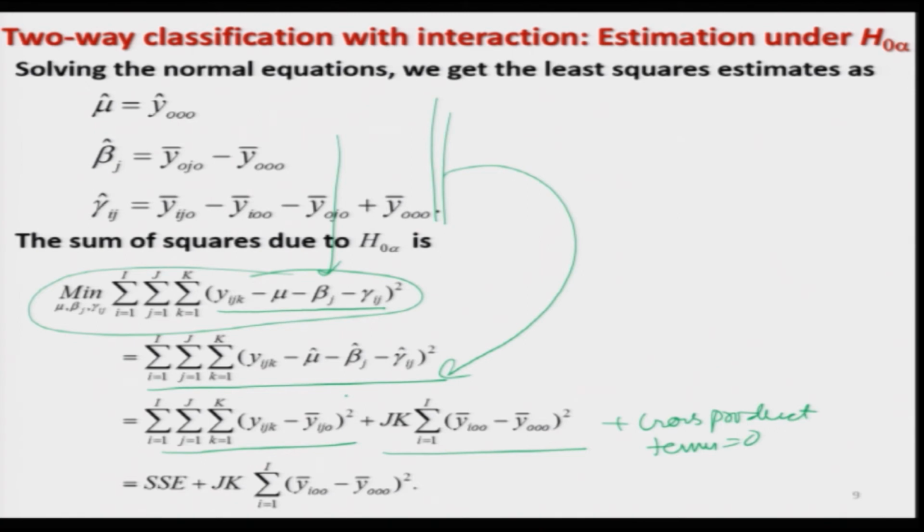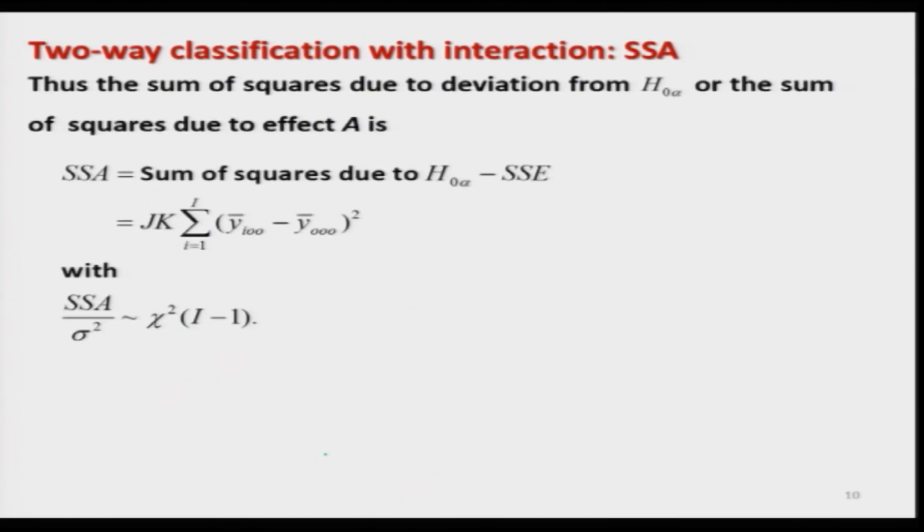So you can see that this first term is simply the sum of squares due to error, SSE, that you had obtained earlier, and now this term is jk into summation over i (y bar i double naught minus y bar triple naught). This will come here as such, right. You can see this is a similar expression to what you obtain in the case of two-way ANOVA also. Now, what are you going to do?